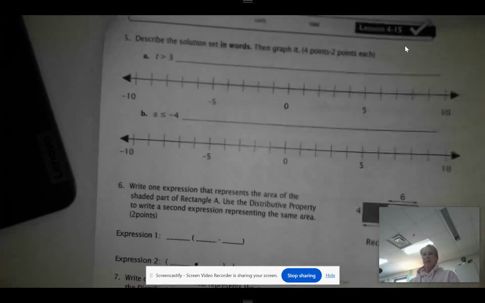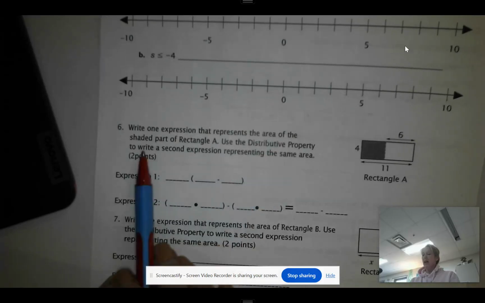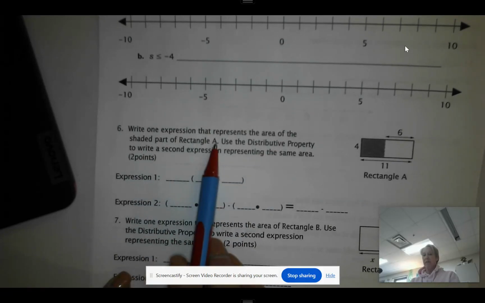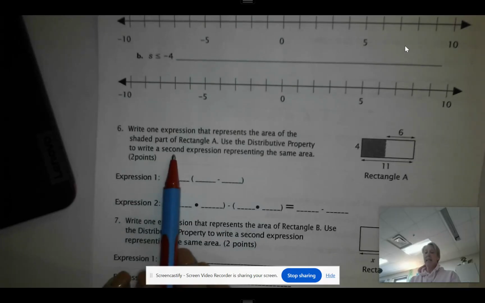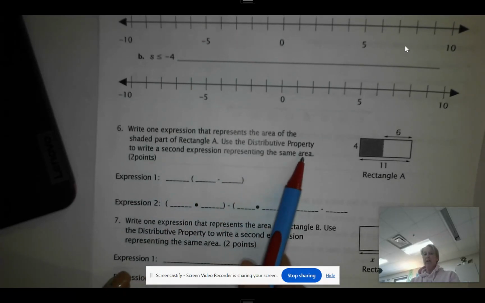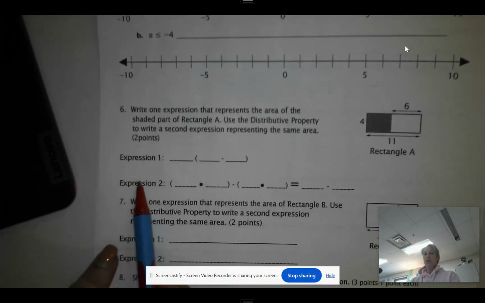Number 6, write one expression that represents the area of the shaded part of rectangle A. Use the distributive property to write a second expression representing the same area. It's worth 2 points for expression 1 and expression 2. Pause.